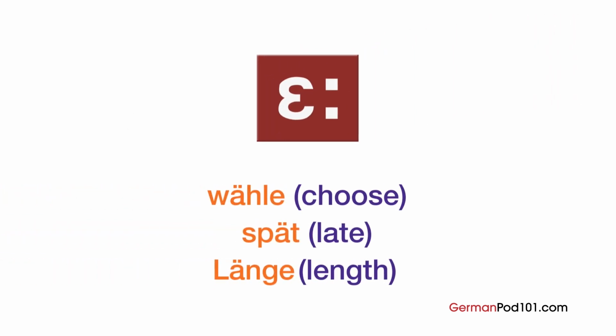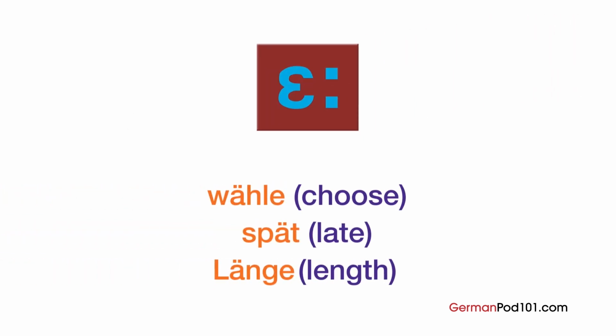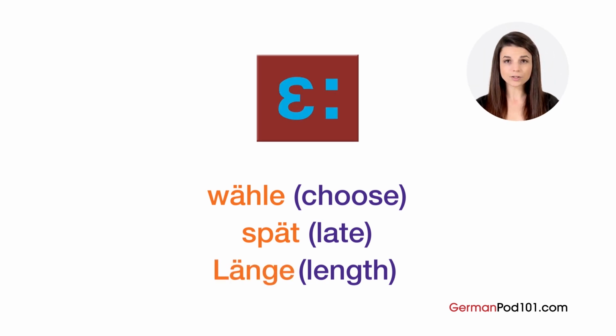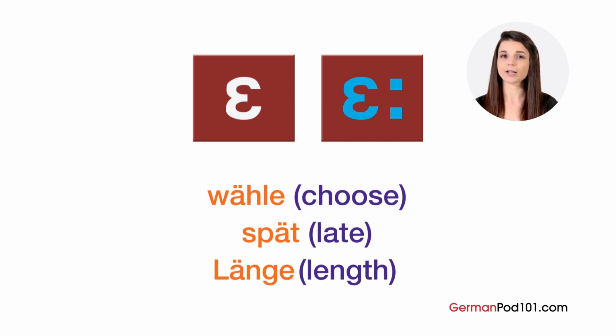The next vowel is Ä: wähle, spät, Länge. This is identical to the previous sound, except that it's pronounced twice as long.